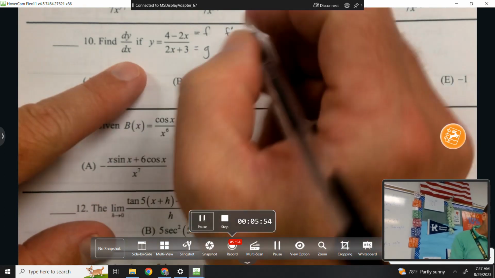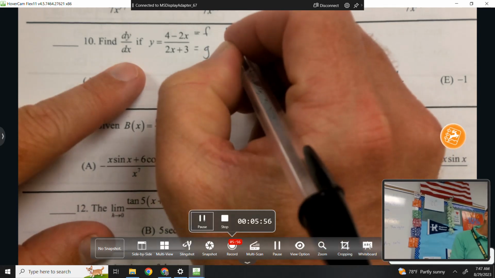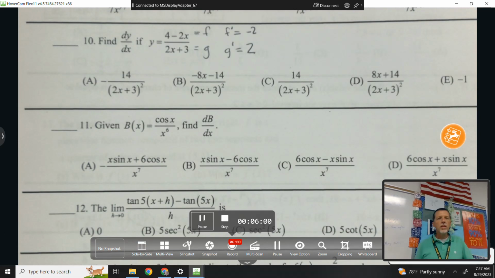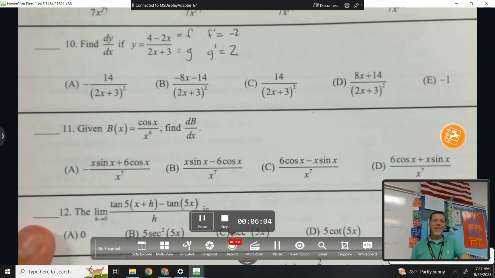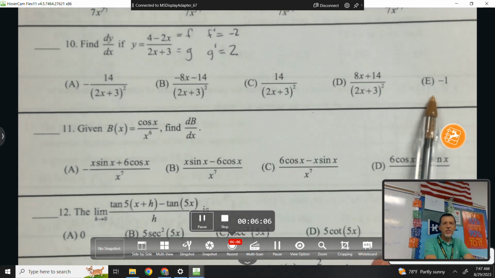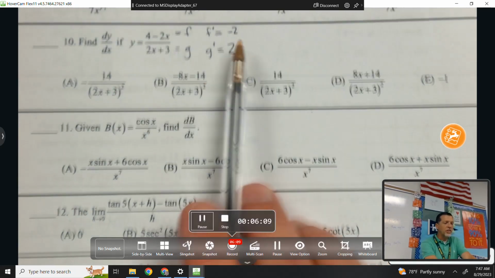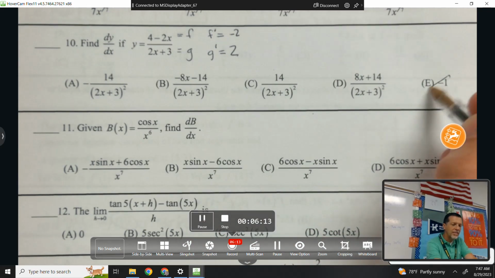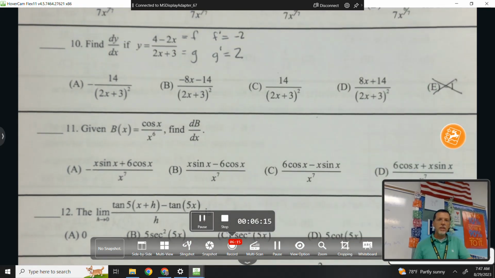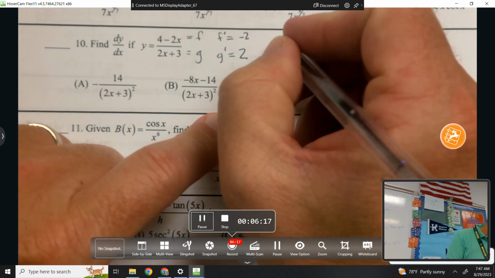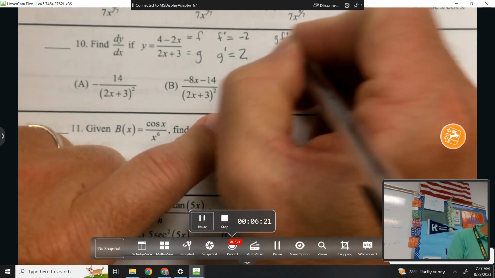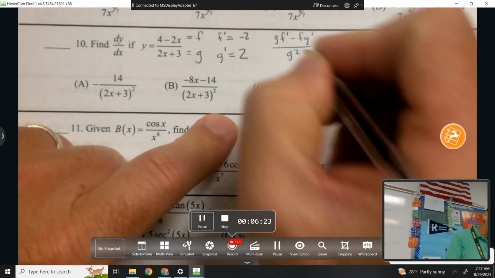Let's see, derivative of the top would be -2. Derivative of the bottom would be 2. So the pieces are relatively easy. And now I know how they got answer choice E, right? If you just took the derivative of the top, derivative of the bottom, you'd get -1, but that's not how the quotient rule works. So let's see, quotient rule is G F prime minus F G prime over G squared.